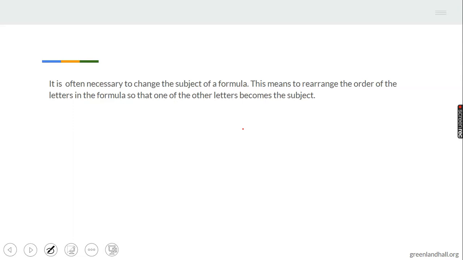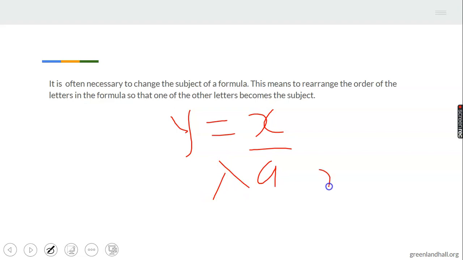Okay, let's say we have y equals x over a. I want to make x the subject. Cross multiply. There are many methods that you can use: either you add, or you subtract, or you cross multiply, or you divide. That is x equals what? x equals ay or ya. So that is just an example of that.